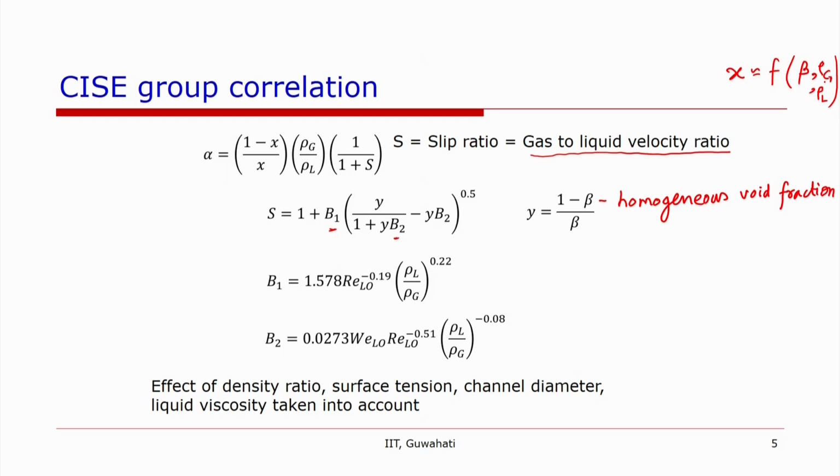Okay. So, S, the slip ratio, is a function of 1 plus B1 into this term, which has B2 and Y. Y we have already seen. So, now what needs to be found is B1 and B2. They have defined B1 based on the liquid only Reynolds number and the density ratios. Now, ReLO is the liquid only Reynolds number, and we will be using this quite often in this lecture.